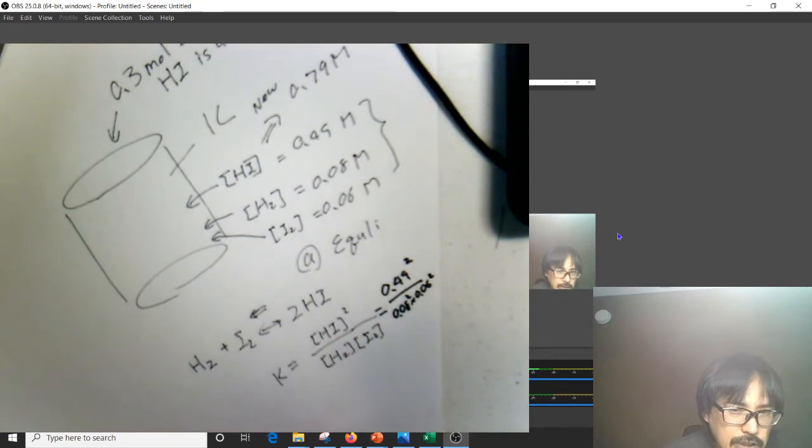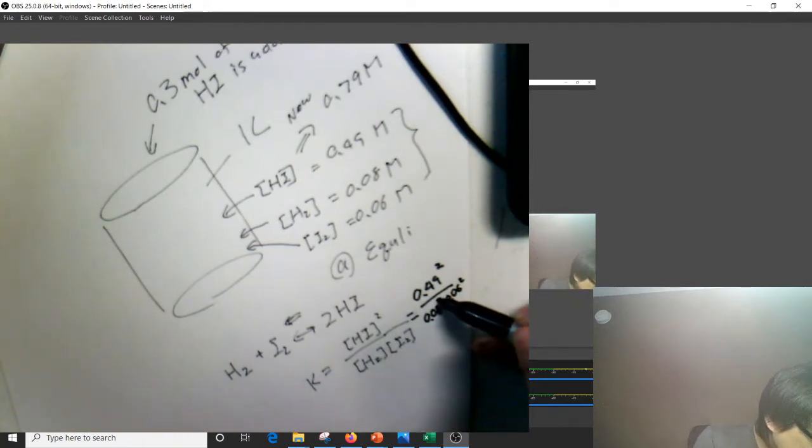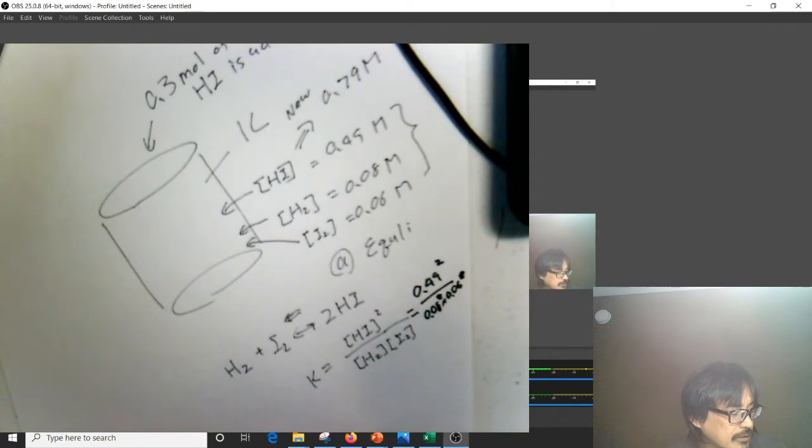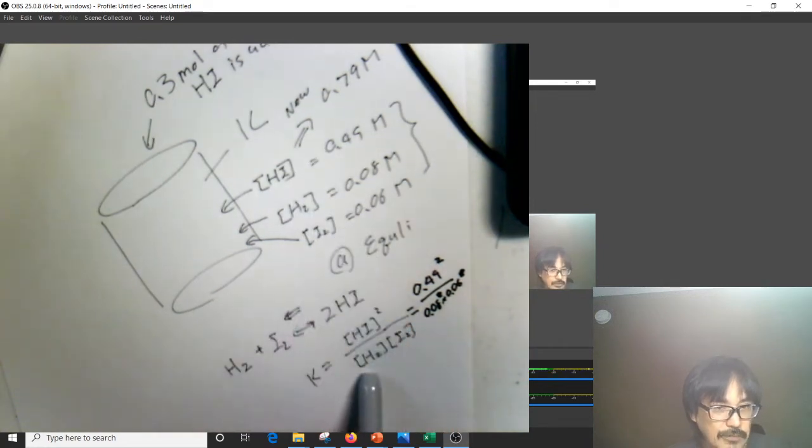I don't know if you can actually see this one or not, but that's 0.49 squared divided by 0.08 times 0.06. Not the power of 2 for the 0.08, sorry, that's wrong. I just plug the values in here, so you can actually calculate K, and that's pretty much all the information given by the problem.